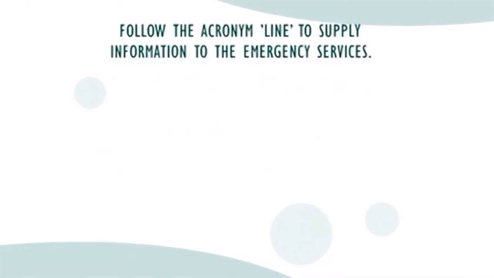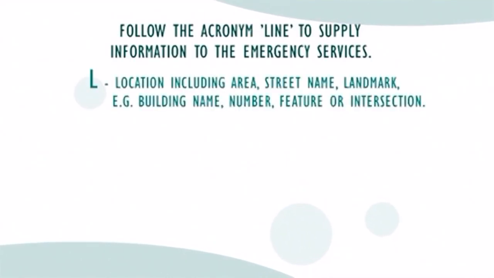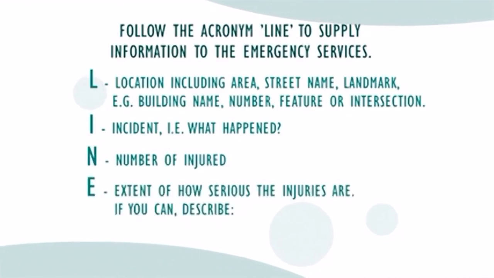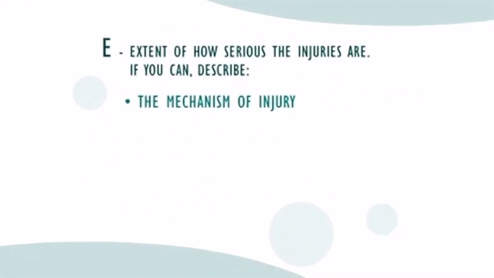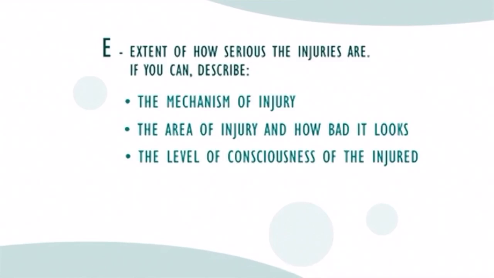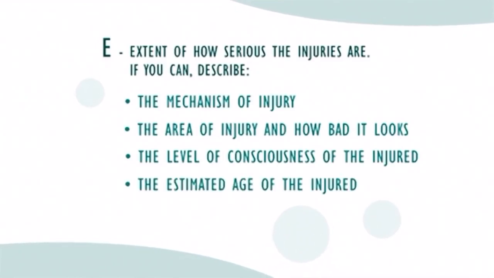Follow the acronym LINE to supply information to the emergency services. L. Location, including area, street name, landmark, e.g. building name, number, feature or intersection. I. Incident, i.e. what happened. N. Number of injured. E. Extent of how serious the injuries are. If you can, describe the mechanism of injury, the area of injury and how bad it looks, the level of consciousness of the injured, and the estimated age of the injured.